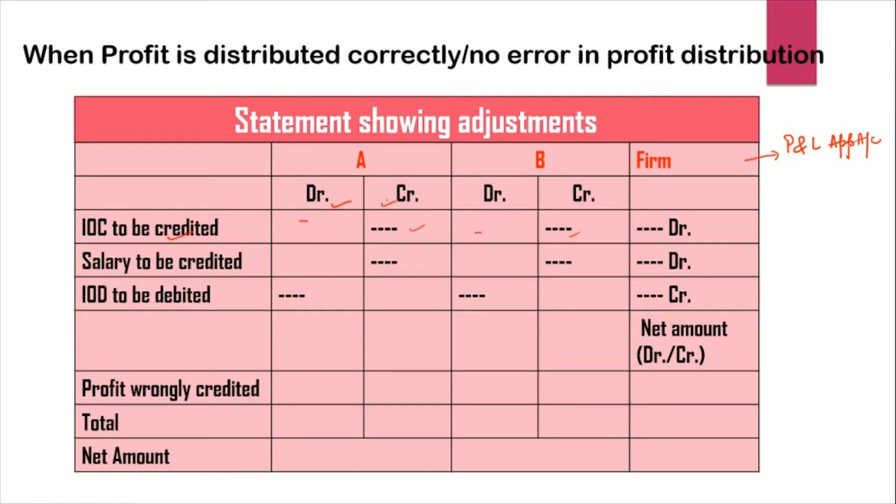Now just see the effect in the firm's column. If these are credited in the capital account, then in the firm's account, that is the profit and loss appropriation account, it is debited. In the P&L appropriation account, it is debited. In the same way, salary also is debited, and interest on drawings charged is credited in the P&L appropriation account.